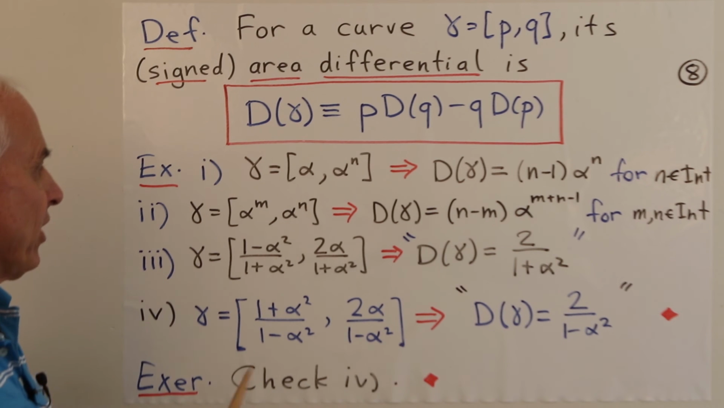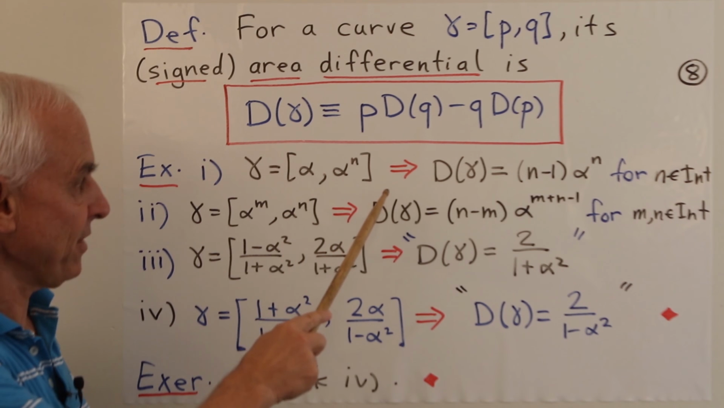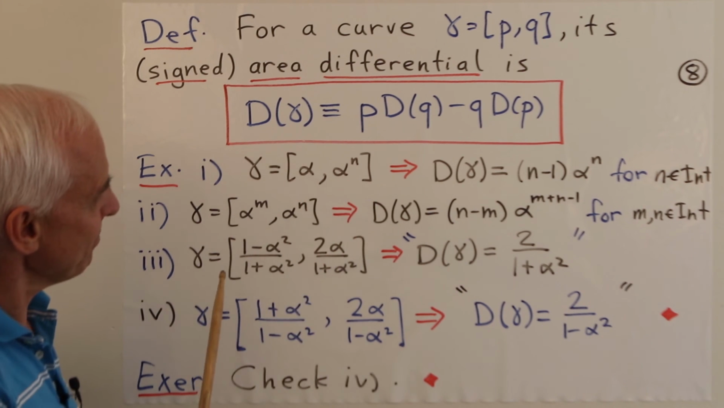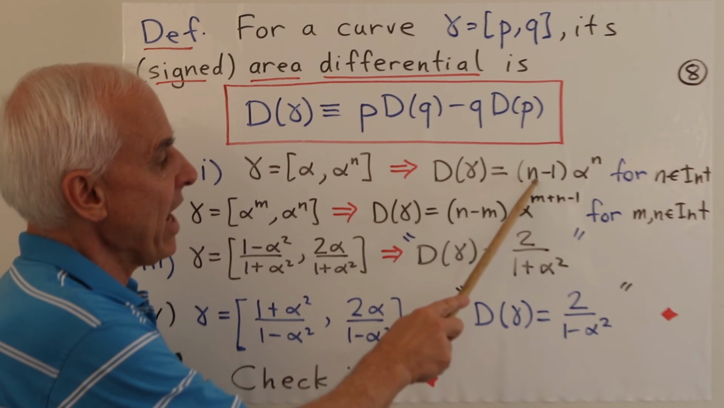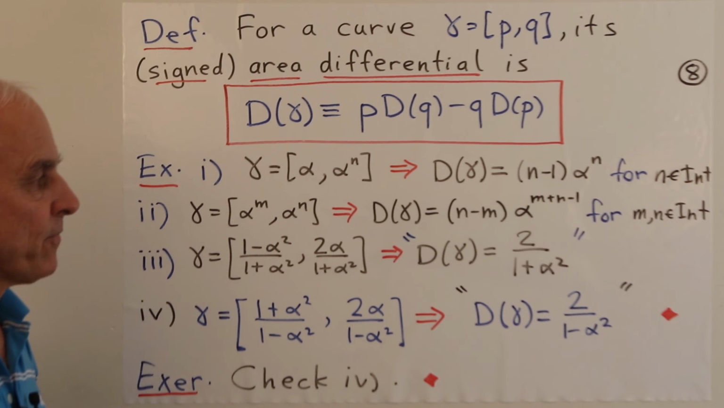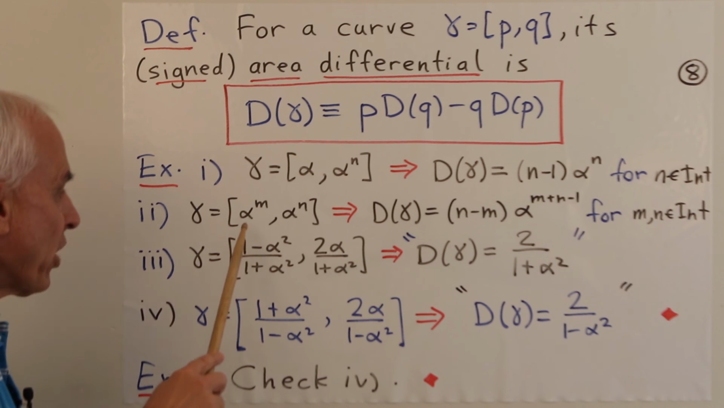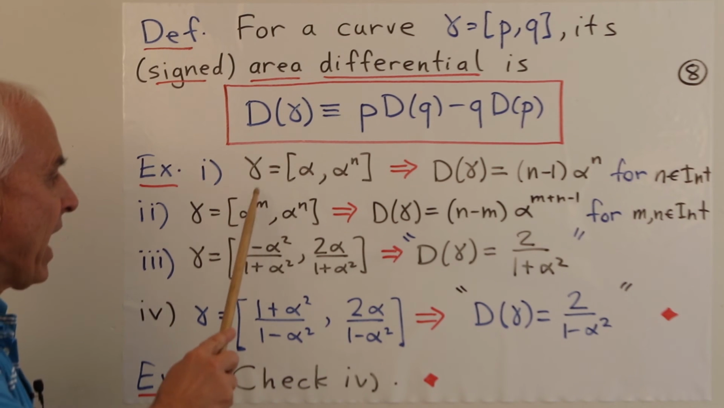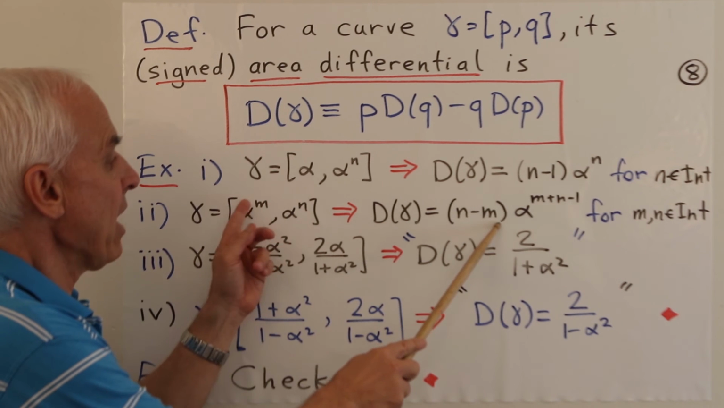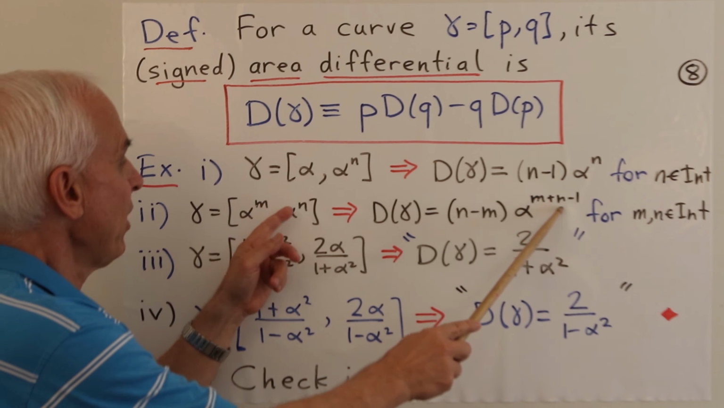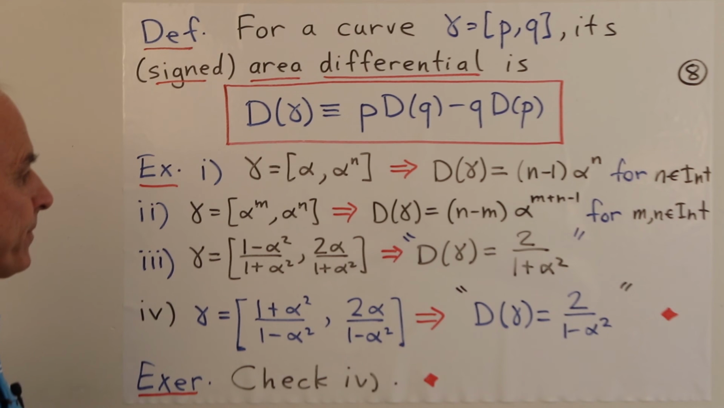So for some examples, if gamma is the usual power function, y equals x to the n, or described in polynumber form as alpha to the n, then d of gamma is n minus 1 times alpha to the n. That actually works for a general integer n. More generally, if we have a curve given by alpha to the m and alpha to the n, then the differential d of gamma is n minus m times alpha to the m plus n minus 1. It's a generalization of what's happening up here.